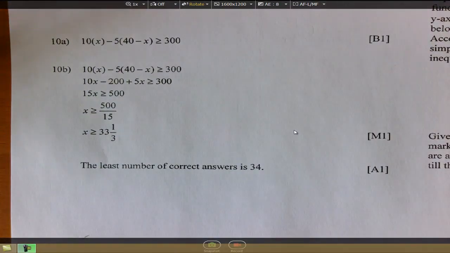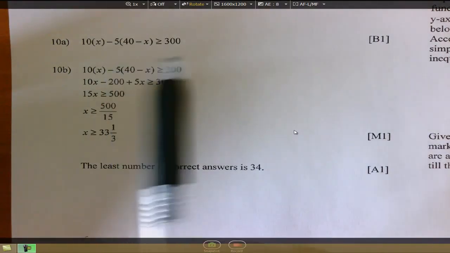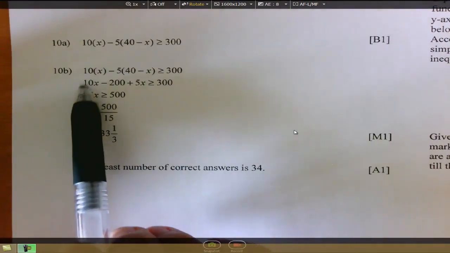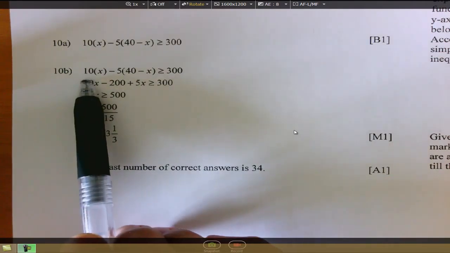Question 10a. Students have answered 40 questions. 10 points are awarded for every correct answer, and 5 points are deducted for every incorrect answer. Students who score at least 300 points qualify for the next round. Alright, so first, write the correct answers. Let the correct answers be x. Every correct answer gives you 10 points, so x times 10 gives you the points you earn from getting the correct answers.